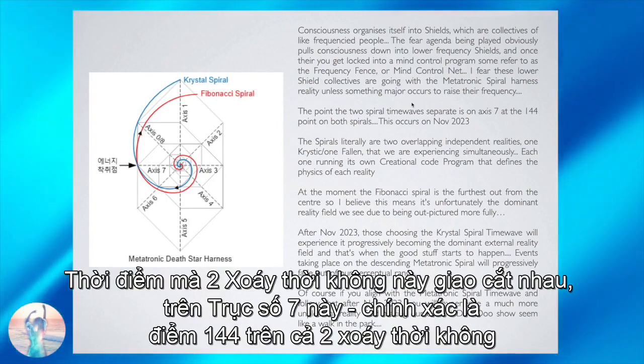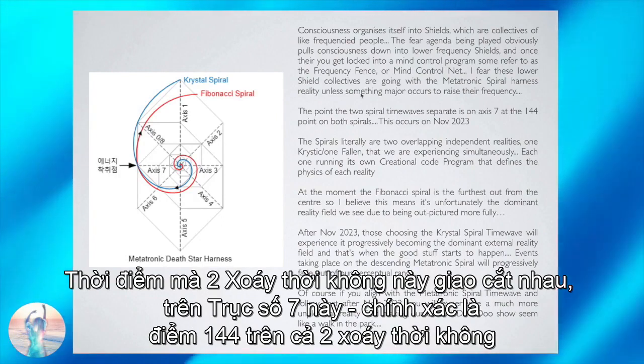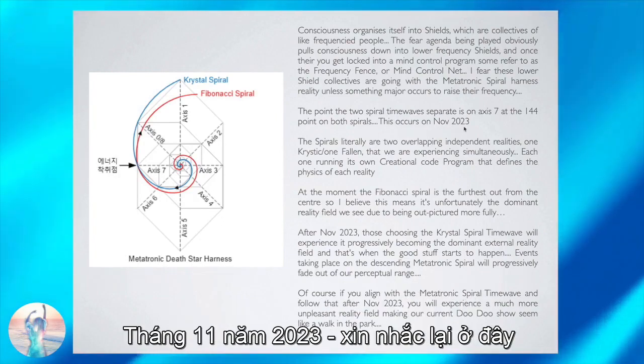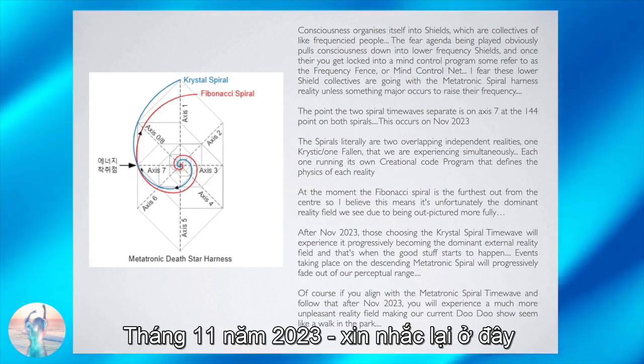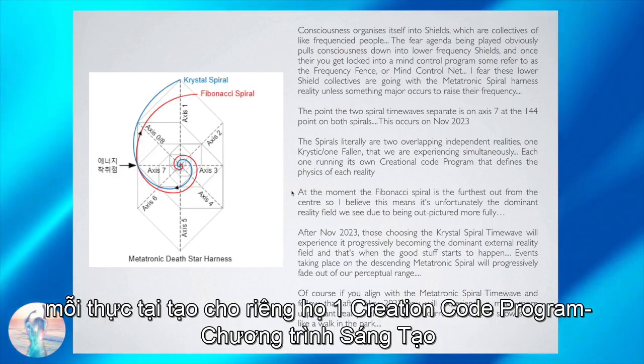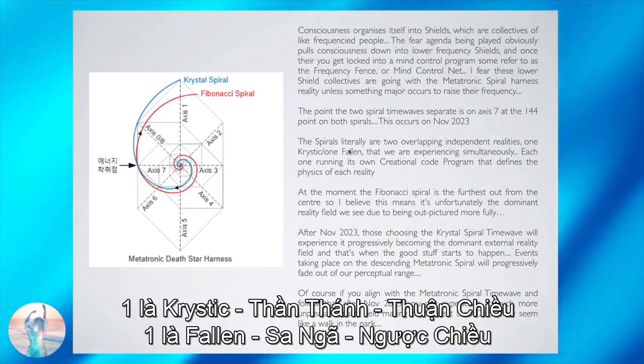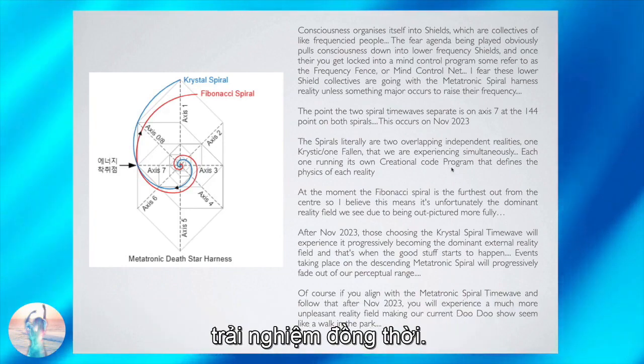So the point where the two spiral time waves separate is on axis 7 at the 144 point on both spirals, on November 2023, again here. The spirals literally are two overlapping independent realities, each generated by their own creational code program. One Christic, one fallen, that we are experiencing simultaneously.